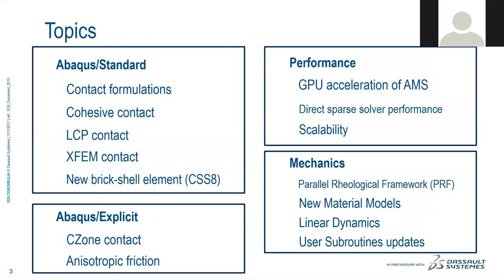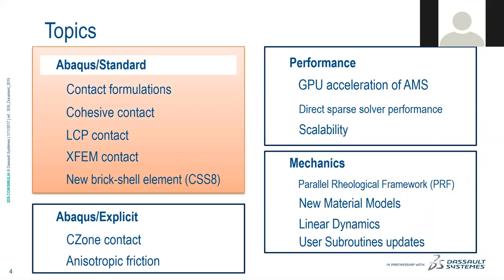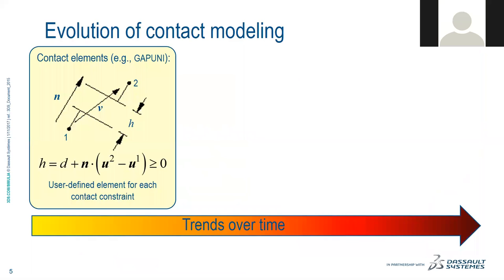So now let me start with the topics for today. I'm going to give a general introduction of what is new in Abaqus Standard and Abaqus Explicit, about performance, like GPU acceleration, and some mechanics like new materials and all that. Starting with Abaqus Standard, there are some new formulations for contact, for example for XFEM as well, and a new LMS introduced into the solver.